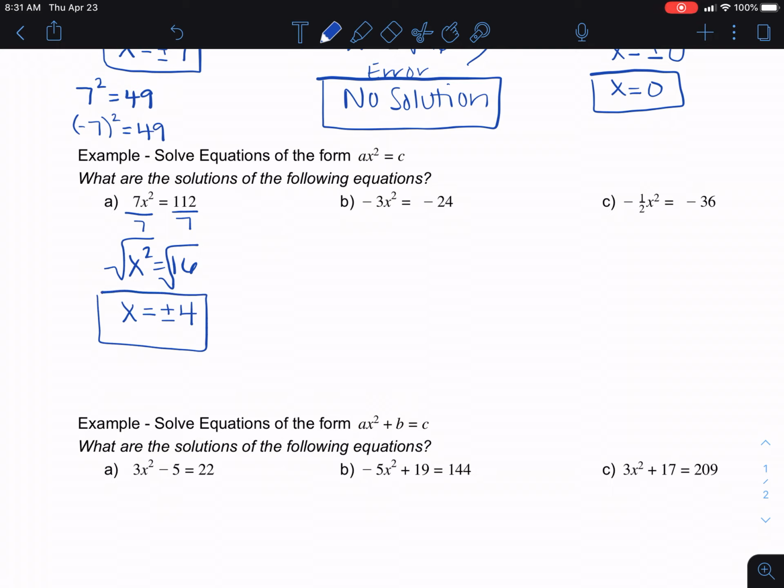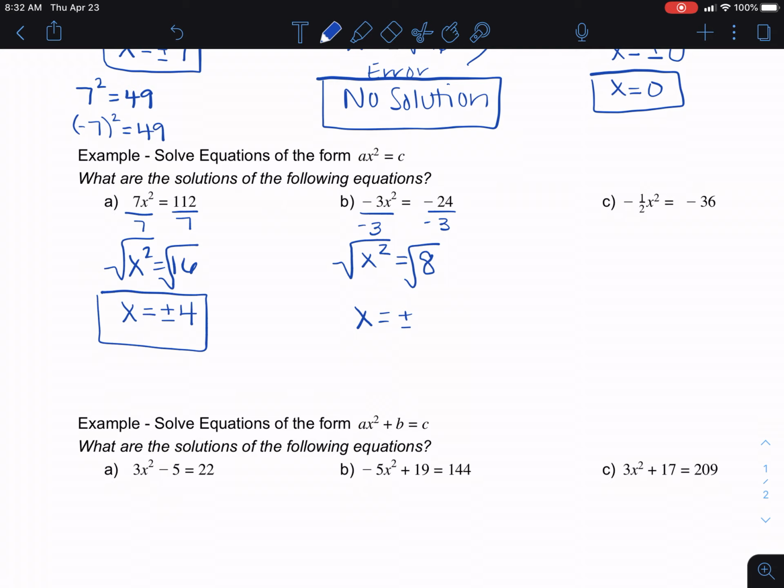Alright, looking at b, negative 3x squared equals negative 24. Get the x squared by itself. Here we're going to divide by negative 3. And so x squared equals negative 24 divided by negative 3, which is going to give us a positive 8. Then we're going to square root both sides. So x equals plus or minus the square root of 8. If we plug that in our calculator, we get a decimal.